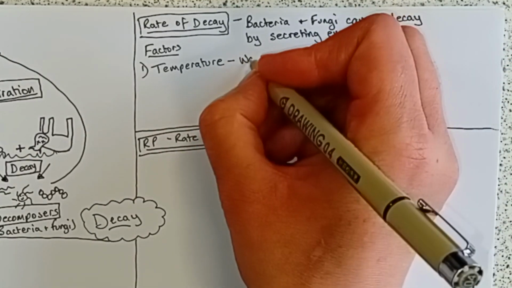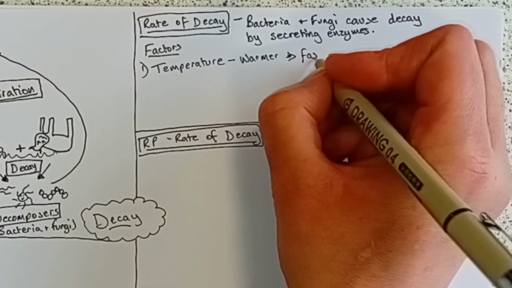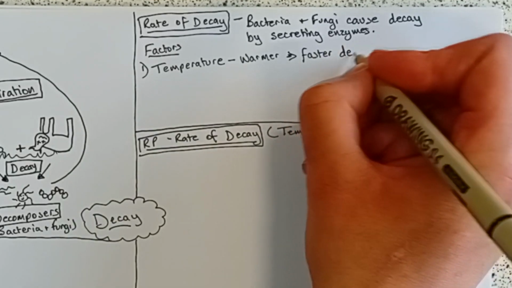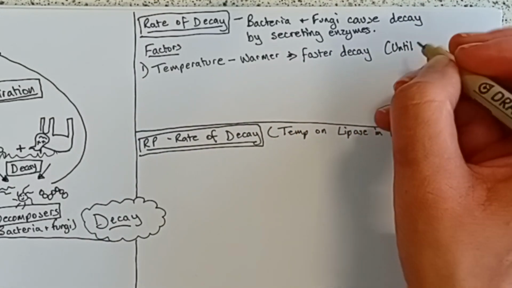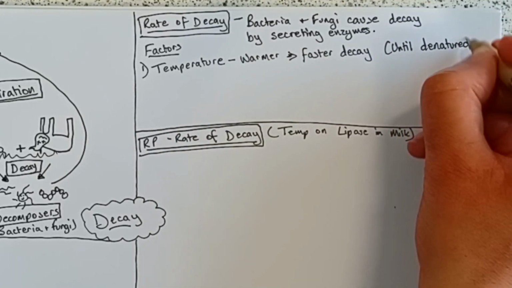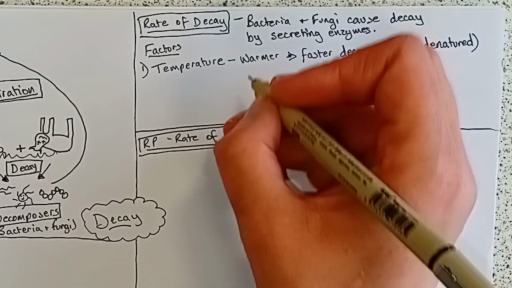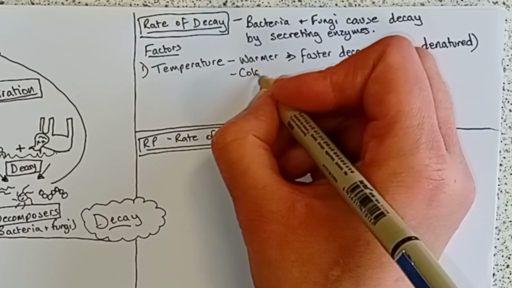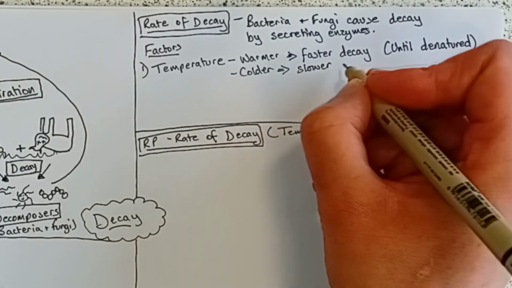So warmer leads to faster decay, until it's denatured. That will depend on the enzyme and the environment that enzyme's in. And equally, when it's colder, it will be slower decay because there's less kinetic energy.